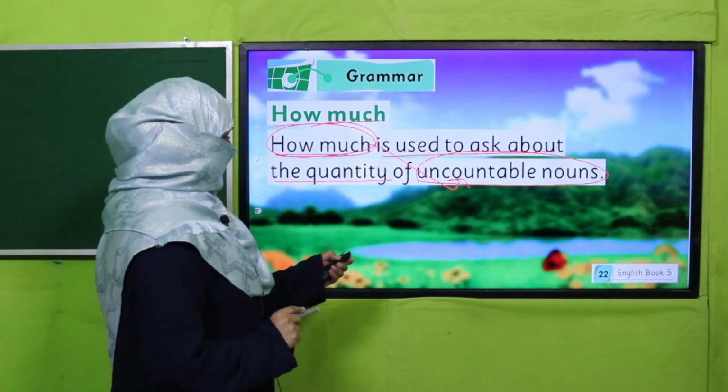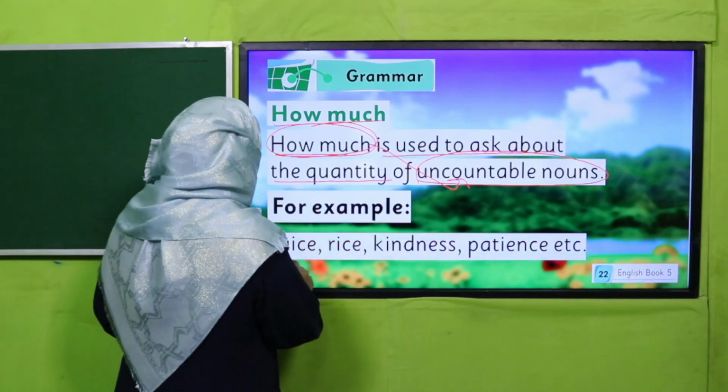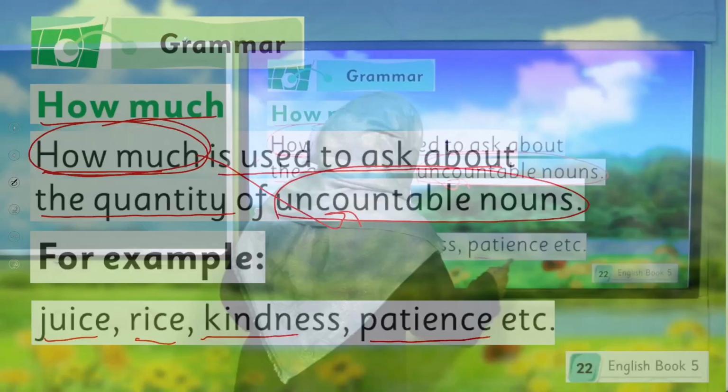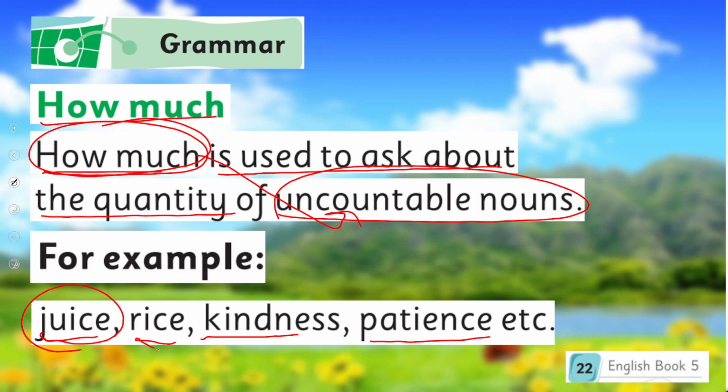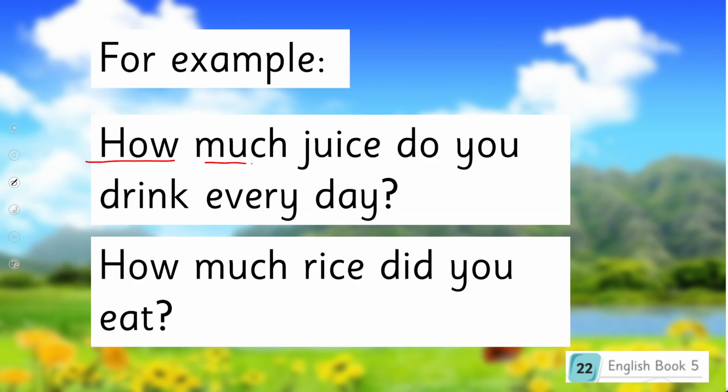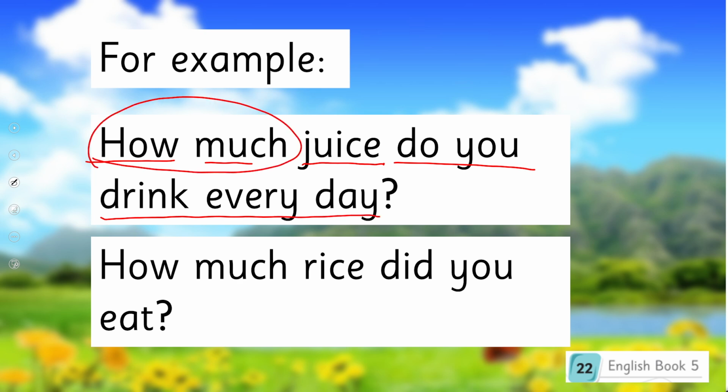All right. So its examples are juice, rice, kindness, patience. Now we know all these nouns are uncountable. And if I want to ask its quantity, how will I talk? How much juice do you drink every day? Now this how much is referring to a noun, that is juice, and juice is uncountable. That's why I say how much.